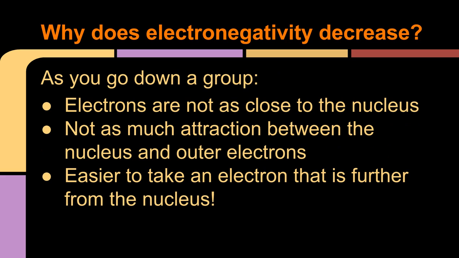Now when you go down the periodic table, we said electronegativity decreases because the electrons are not as close to the nucleus. They're on more energy levels. They're further away from that nucleus. So that attraction between the outer electrons and the nucleus isn't as great, and therefore it's easier to just pluck off an outer electron because it's further away from that nucleus, so it's not being held as tightly. So electronegativity is going to decrease as you go down a group. So those are our trends with electronegativity.